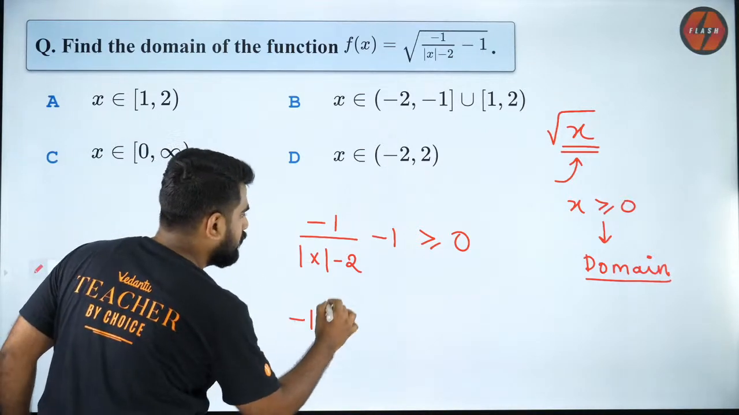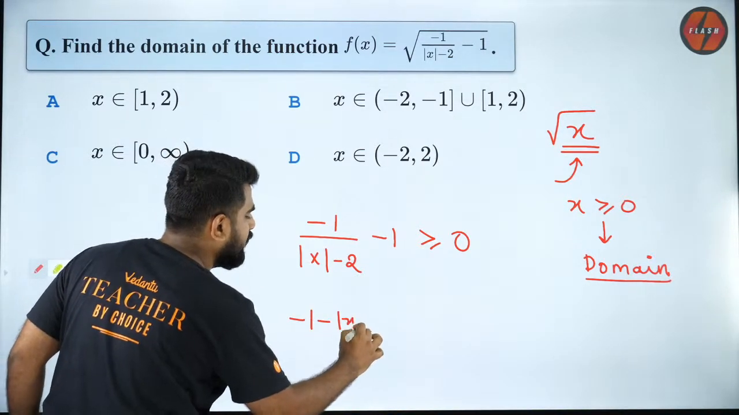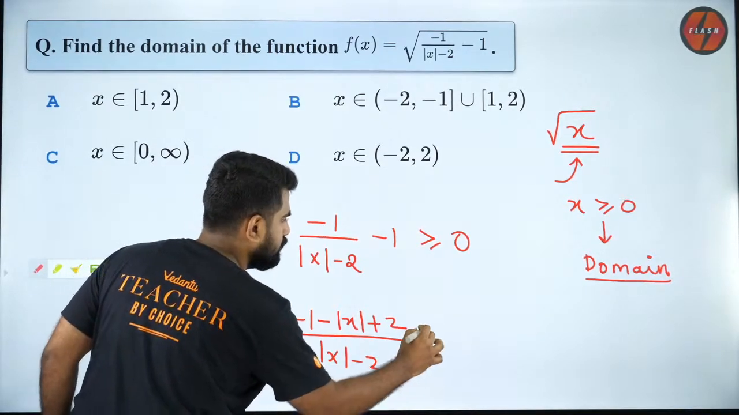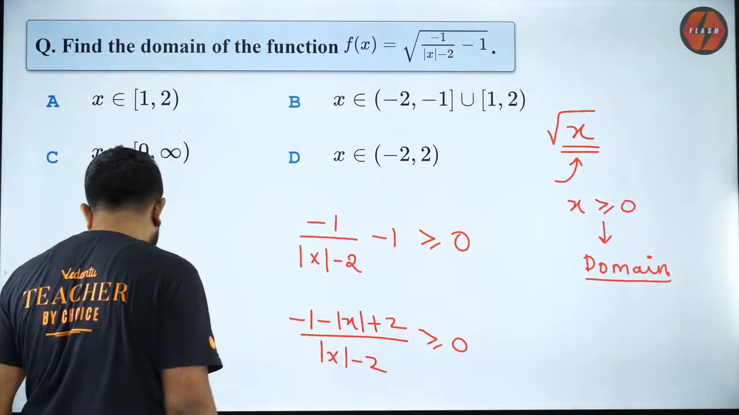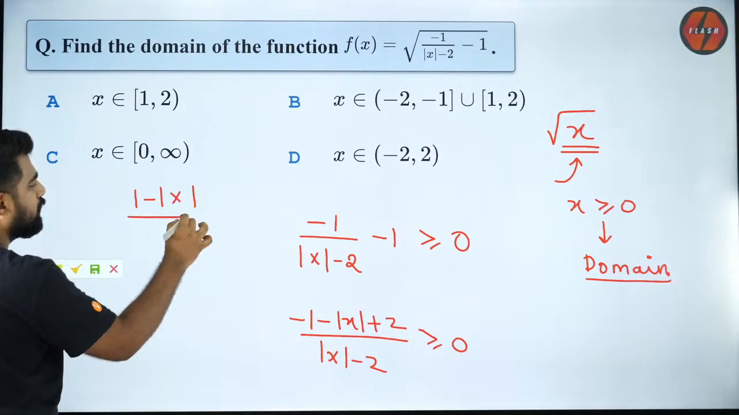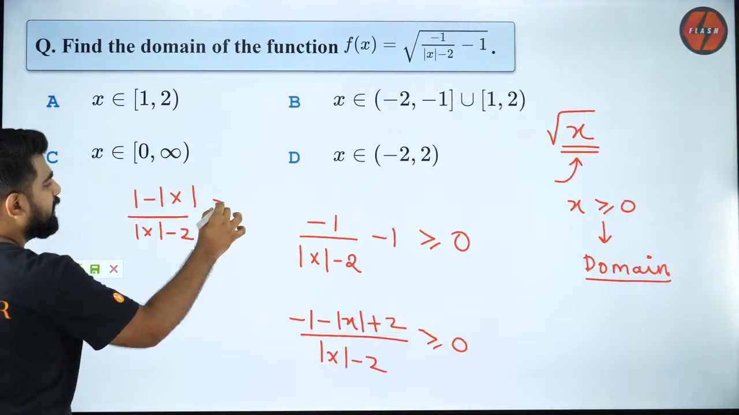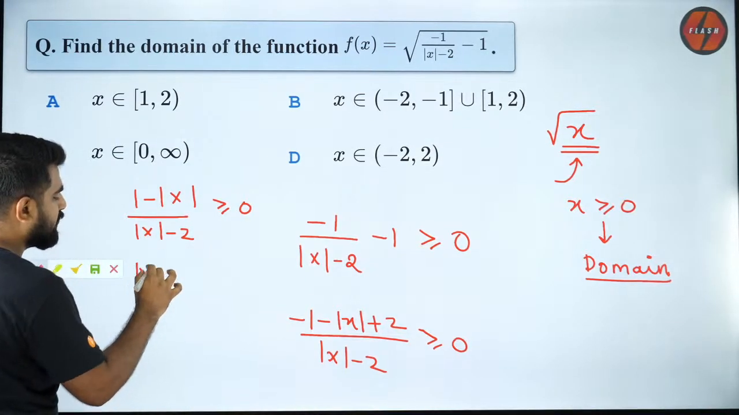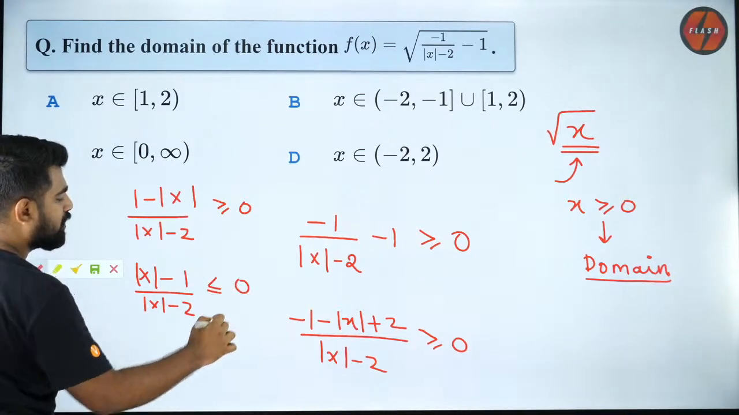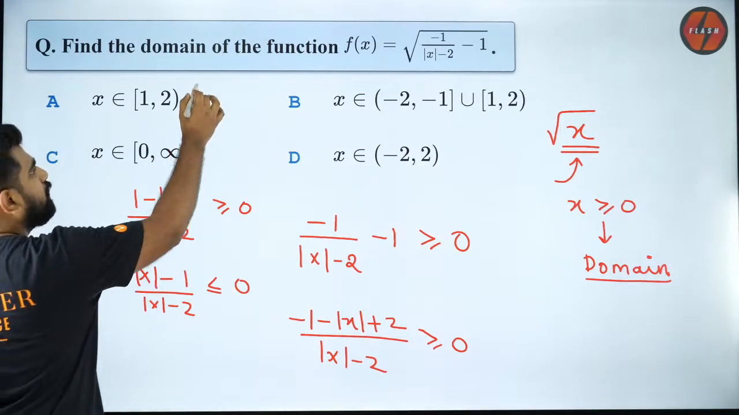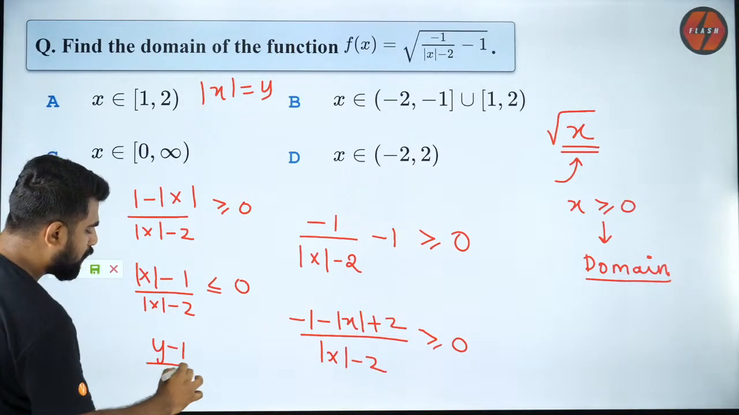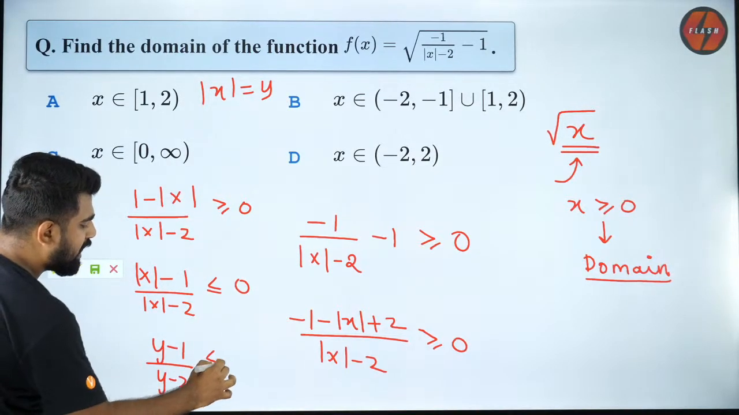Now let's just take LCM. So it will be like this, isn't it? So what will this reduce to? This will reduce to 1 minus mod x by mod x minus 2 is greater than or equal to 0, which can be written as mod x minus 1 by mod x minus 2 is less than or equal to 0. If I write mod x as some y, I can say that y minus 1 by y minus 2 is less than or equal to 0.